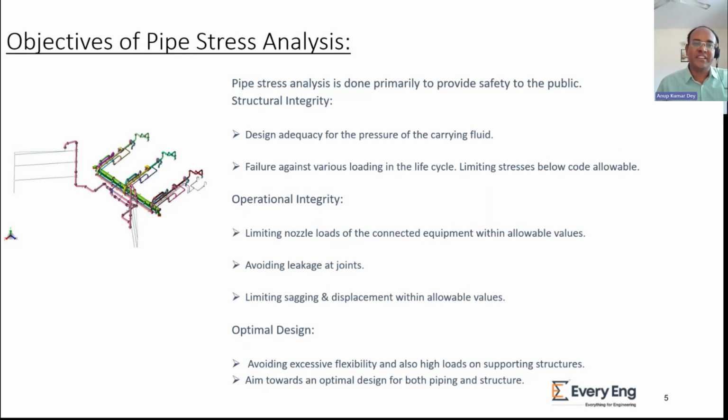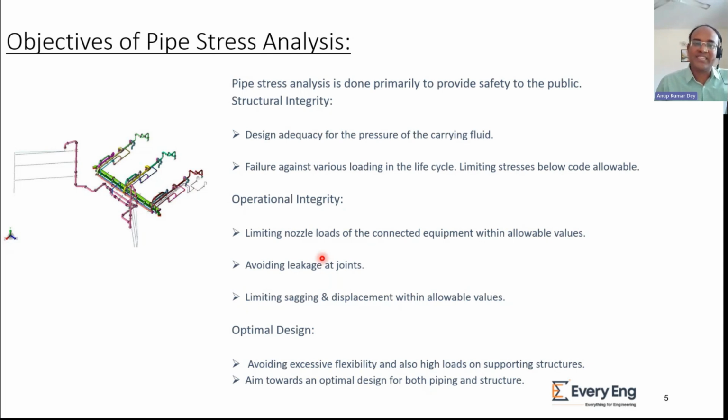Then operational integrity means it has to be operable and without any failure. So in stress analysis, what we do is limit the nozzle loads of the connected equipment within the allowable values given by various standards. Based on the standard by which the equipment is designed, they will be giving us some allowable values, and we have to ensure that our calculated loads, which we are transferring from the piping to the equipment, are within allowable values.